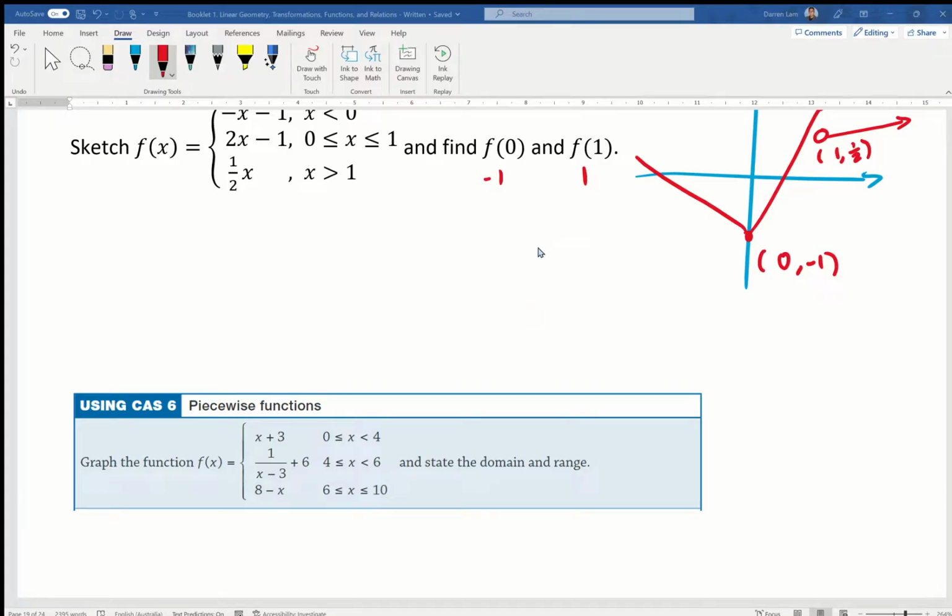You're going to do the same thing for your other functions, 1 over x minus 3, my apologies, plus 6, which exists from 4 inclusive of 4, x to 6, not inclusive of 6. And then I'm going to put in my last one, which is just 8 minus x, sorry. And that exists between 6 and 10. I'll give you a little bit of time to type that down.